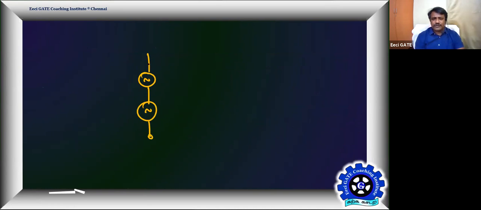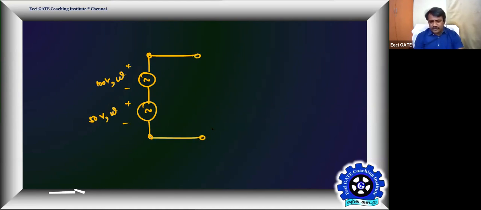That's where the problem goes to. It's plus minus. This is 100 volt with a frequency omega, and this is 50 volts with the frequency omega. I'm asking what is the effective value of the source, V effective of this series combination.